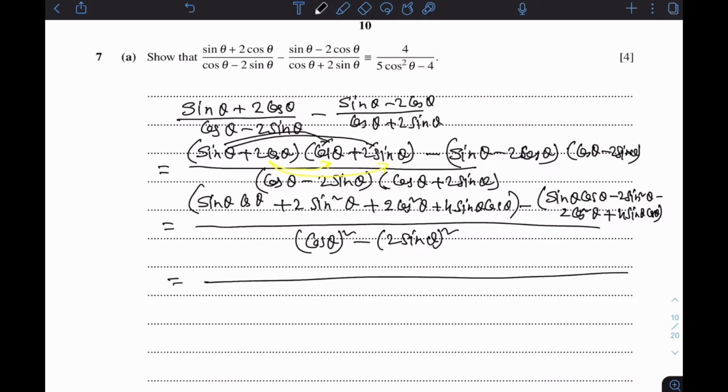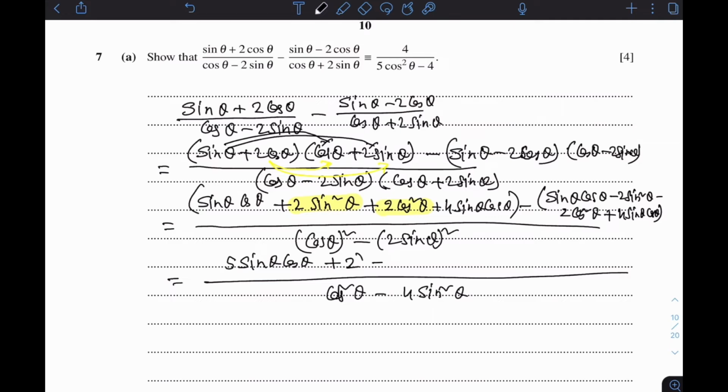Now let me do more simplification. This will be cos² θ − 4 sin² θ, then there will be 5 sin θ cos θ because we are adding these two, and if we take 2 as common from these two, it will be sin² θ + cos² θ. That time it will be plus 2 only.